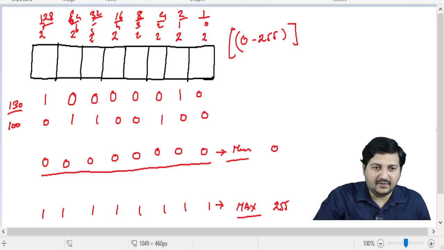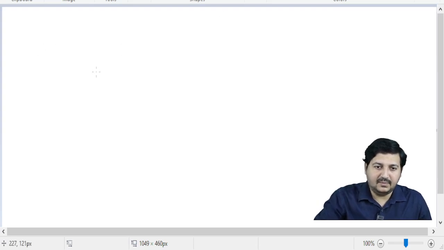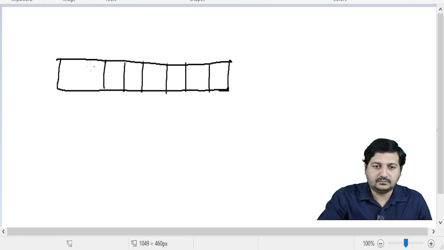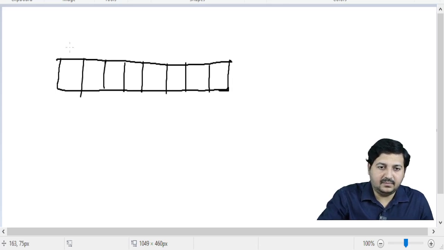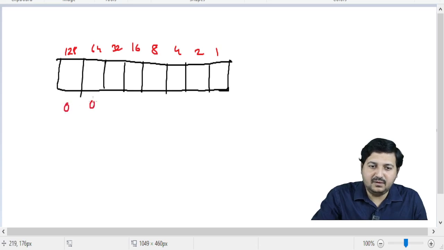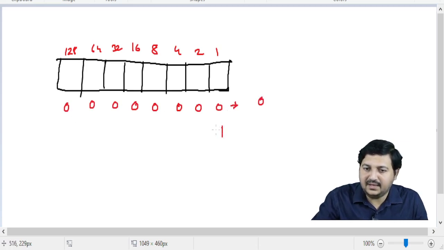Now let me give another explanation for this. Let me take a box again and write all the values: 128, 64, 32, 16, 8, 4, 2, 1. Those are 8 bits. What is my first number? The first number will be all zeros, so the value is 0. What is the next value? The next value will be 1 here, and all remaining zeros.